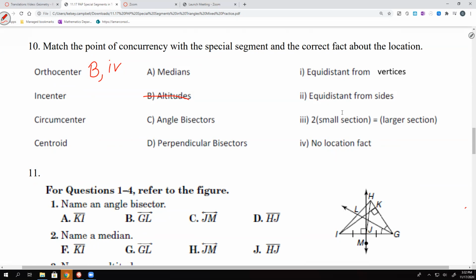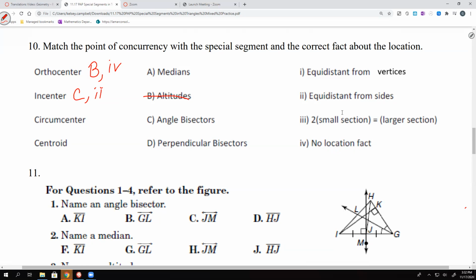Incenter. Do we remember the meeting point for the incenter? It's the median. Angle bisectors. Okay. The incenter is the meeting point of the angle bisectors, and it was equidistant from the sides. Yep, there we go. See, this is why we're going through this question.